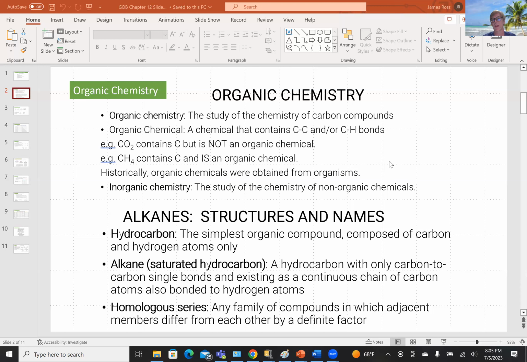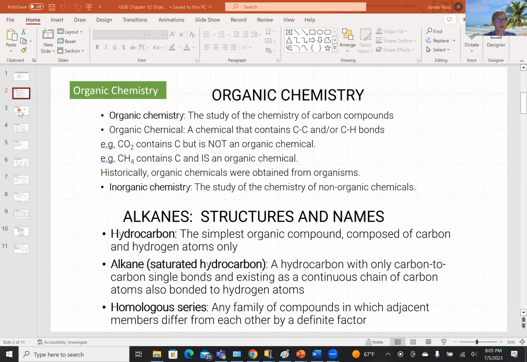So having got the definitions out of the way, let's have a look at alkanes. An alkane is just another name for a hydrocarbon. A hydrocarbon, like the name suggests, contains only carbon and hydrogen. And it's a good starting point as we look at organic chemistry that you learn the first 10 alkanes.